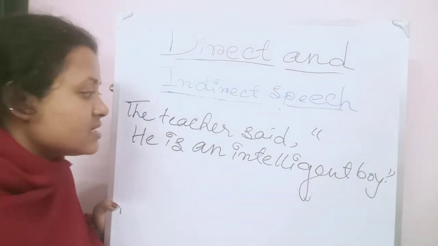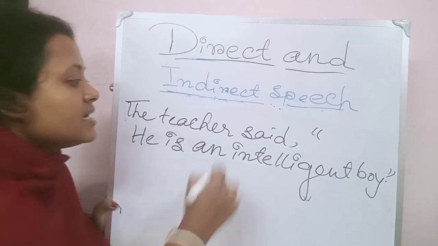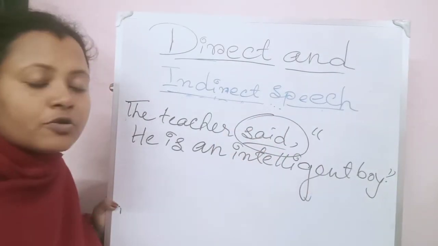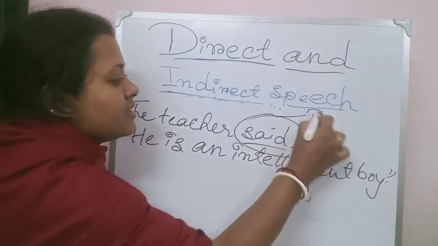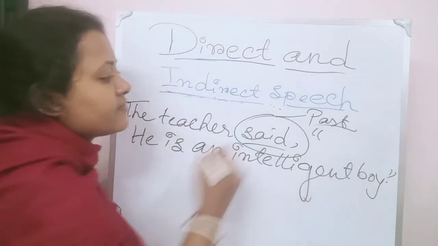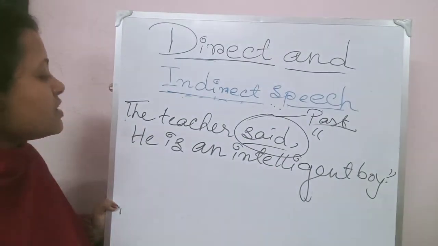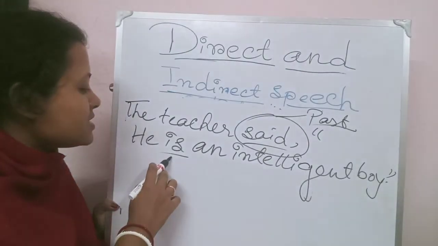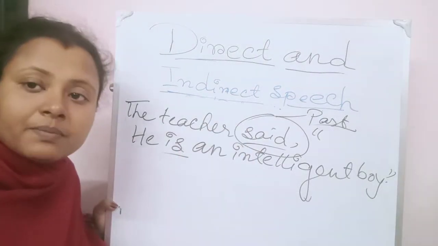Why? Because the sentence is within inverted comma. "Said," that means the reporting verb, is written in past tense. So inside it is simple present tense. So simple present tense will change into simple past tense.